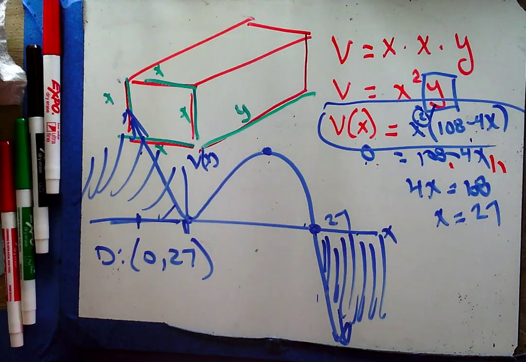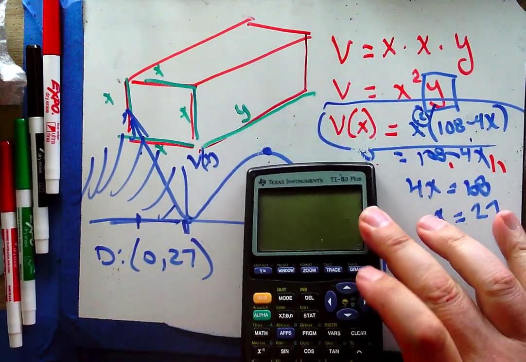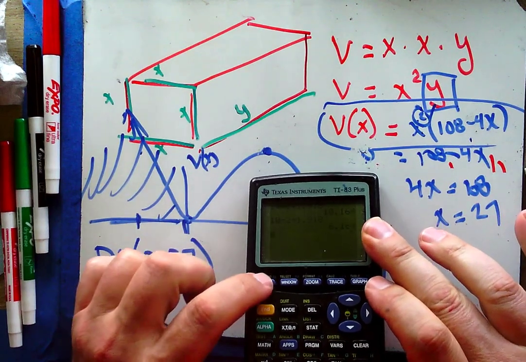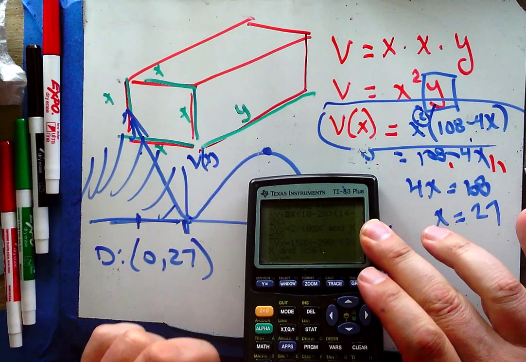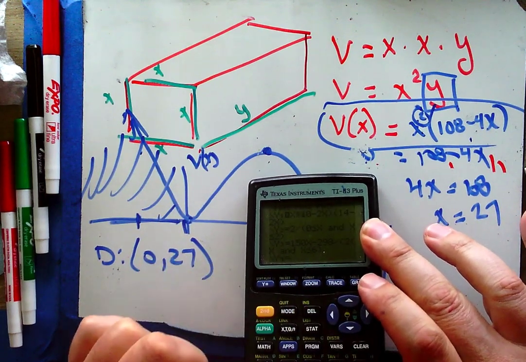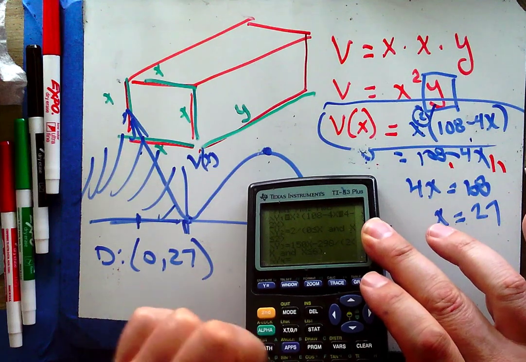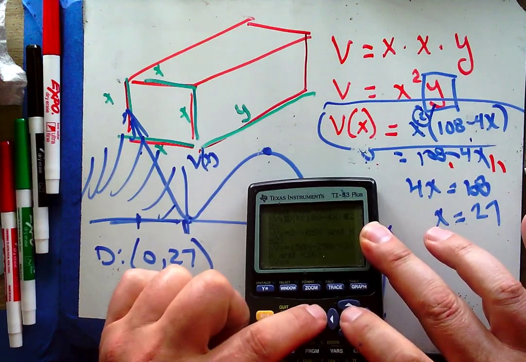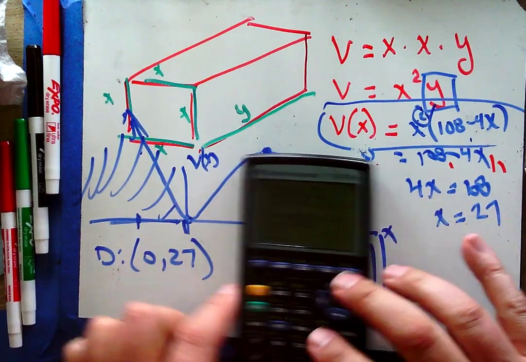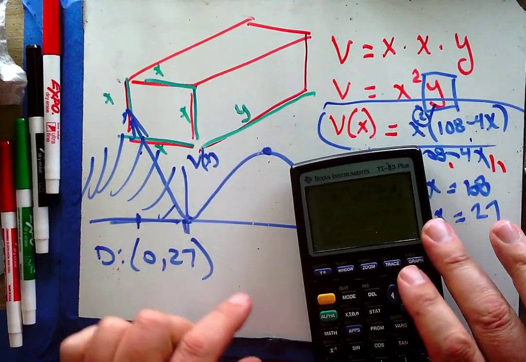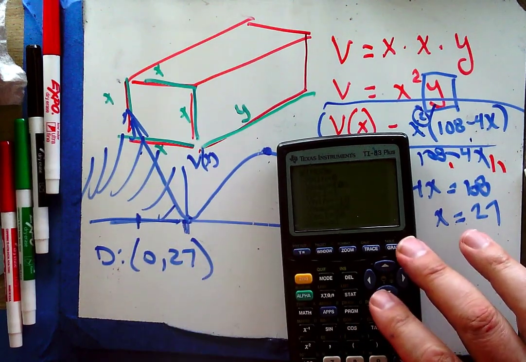Okay. And then finally, how do we find the volume of this box? So I'm going to type that equation into y1. I've got x squared times 108 minus 4x. Delete the rest of this stuff. And I know my viewing window should go from 0 to 27. So I'm going to change that to 30.